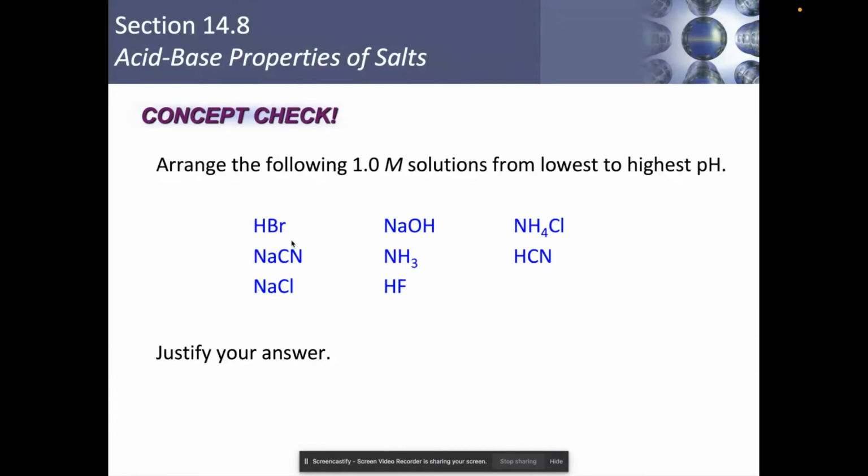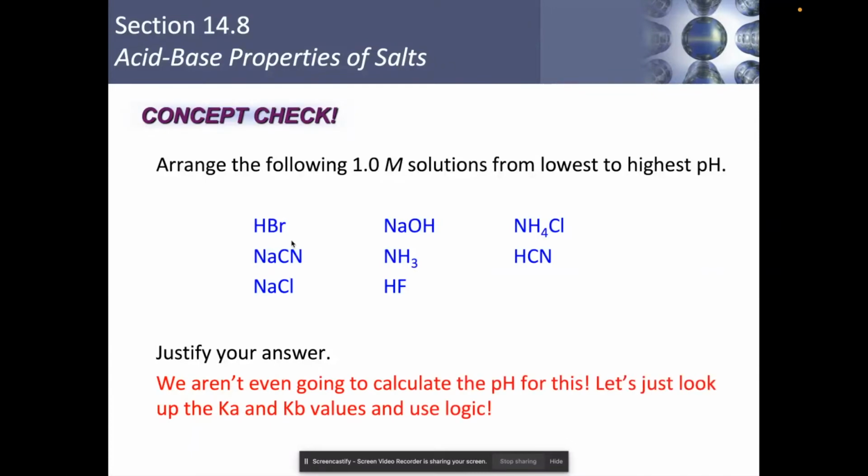So instead, the nice thing is we can look at the Ka and Kb values for these particular items. So first thing I would say to do is take a look at Ka and Kb values and just use logic, because they're all the same concentration. So they can all be compared directly by just looking at the Ka and the Kb values. So what kind of materials or what kind of molecules do we have here?